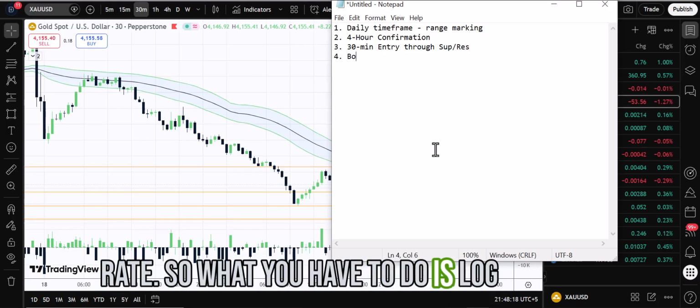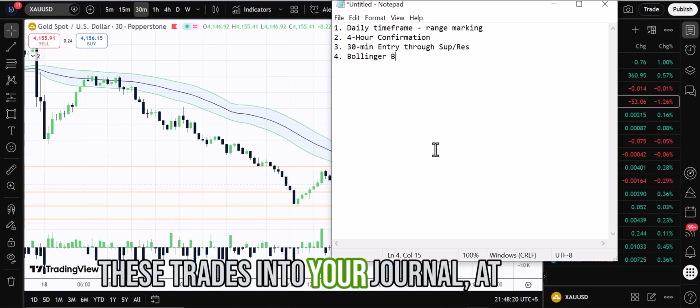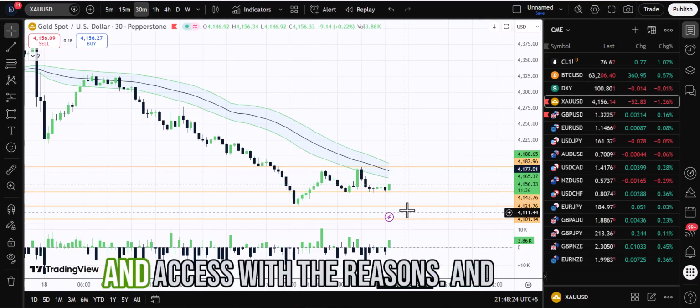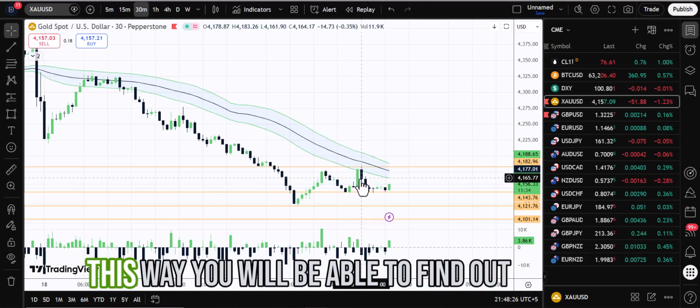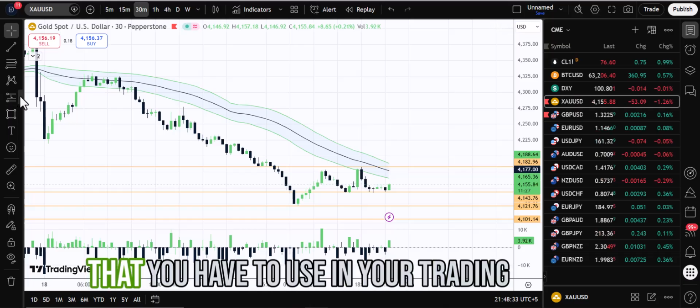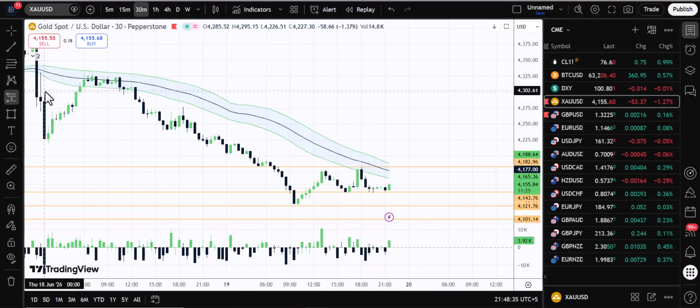So what you have to do is log these trades into your journal, at least 100 trades, mark your entries and exits with the reasons, and this way you will be able to find out what the win rate is. Is it the real edge? Is it the real trading strategy that you have to use in your trading or not?